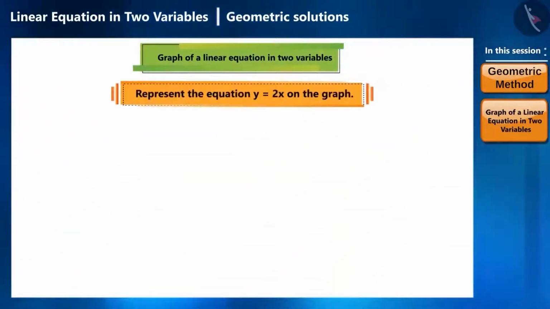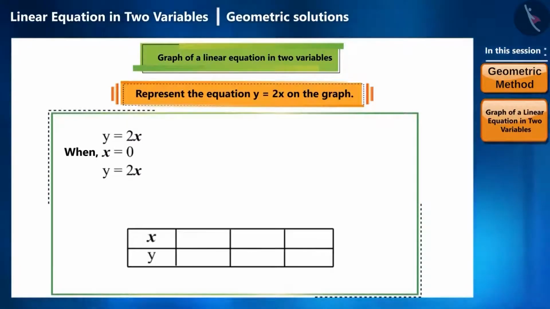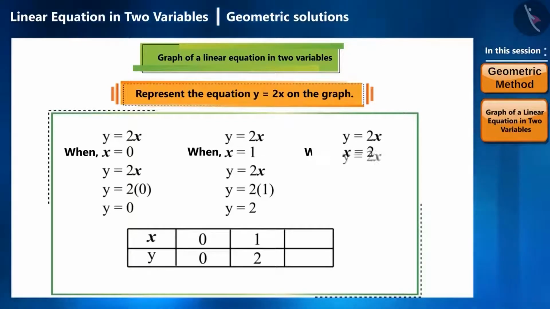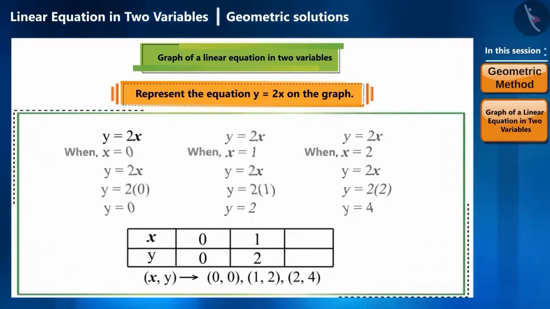Let's see another example. Represent the given equation on the graph: y is equal to 2x. First, let's find the coordinate points. We got the points (0, 0), (1, 2) and (2, 4). Let's represent them now on a graph.